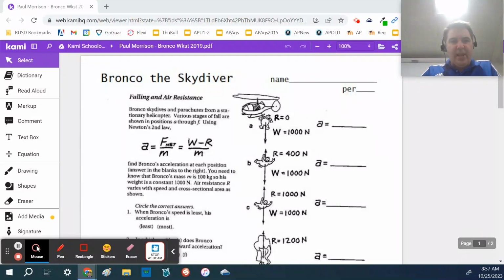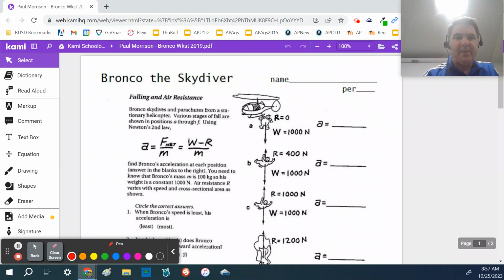Morning. Let's take a look at Bronco the Skydiver, make sure you understand what's going on. First of all, this is all about Newton's first and second law. Newton's first law is an object in motion stays in motion. An object at rest stays at rest. This is never going to be at rest after it jumps out. So it's always an object that stays in motion, so you will see some dynamic equilibrium.